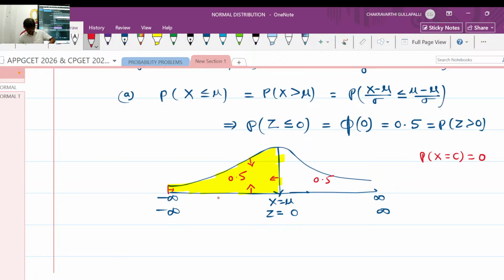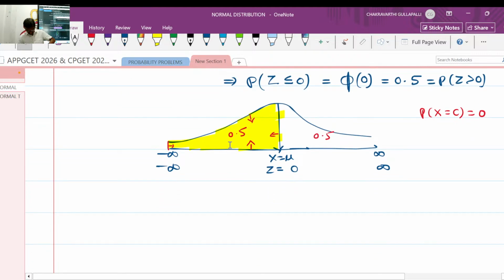Here we can talk about below case, above case, lie between, at least, at most. So when it says lie between two specified values, we should take the problem accordingly.